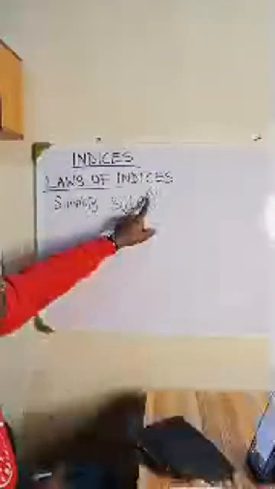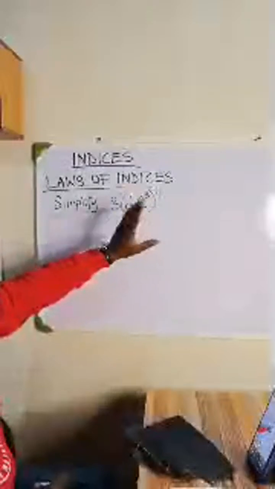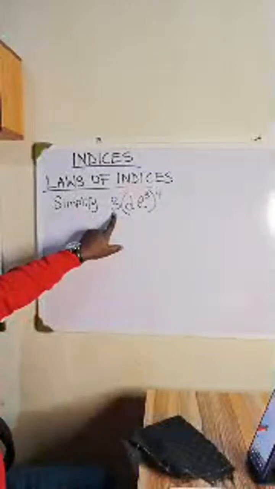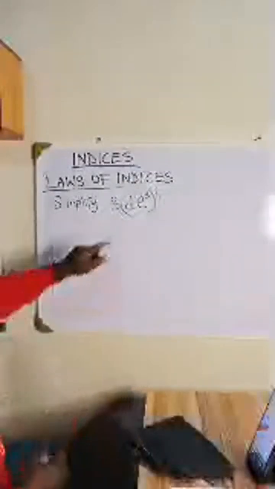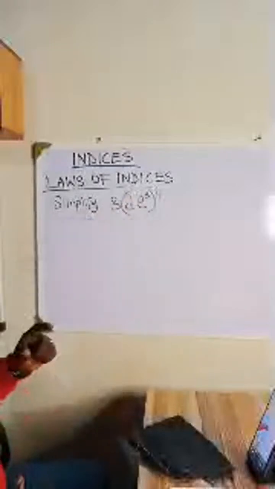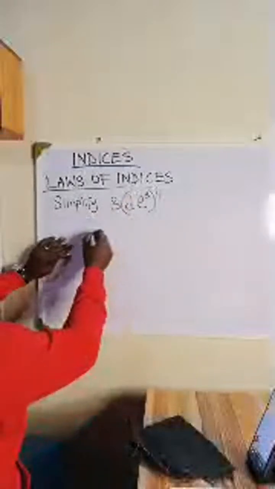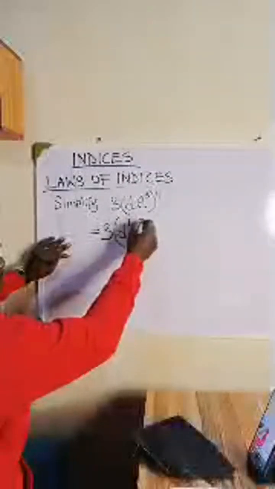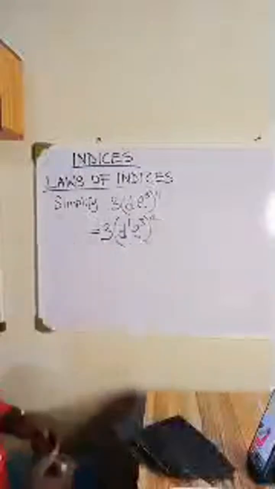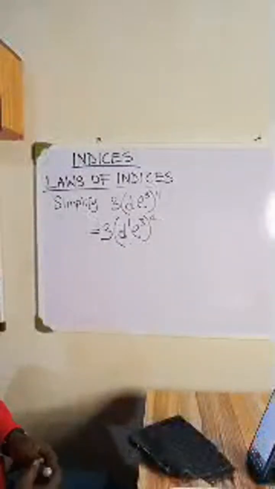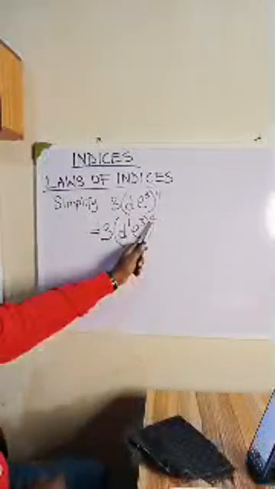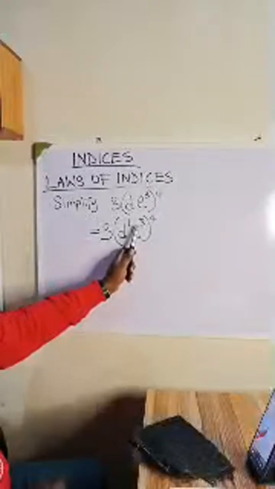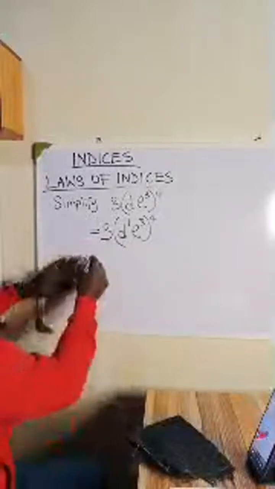So the values in this parentheses are the only values that are influenced by 4. 3 is not influenced by 4. So it is important to take note of that. And also remember, D has an exponent of 1. So this will give us 3 parentheses, D to the power of 1, E to the power of 3, all to the power of 4. And then this 4 is going to multiply the exponent of D, and this 4 is going to multiply the exponent of E.